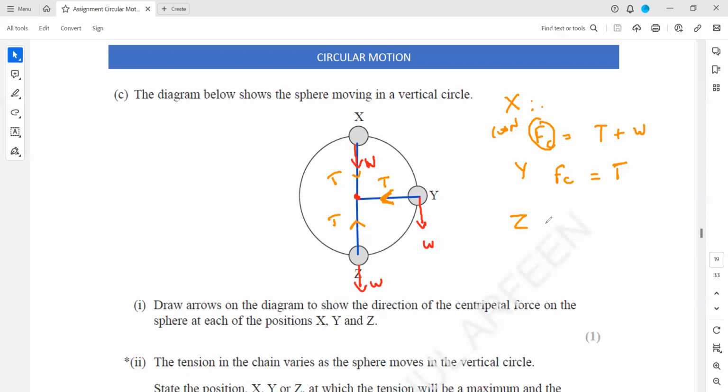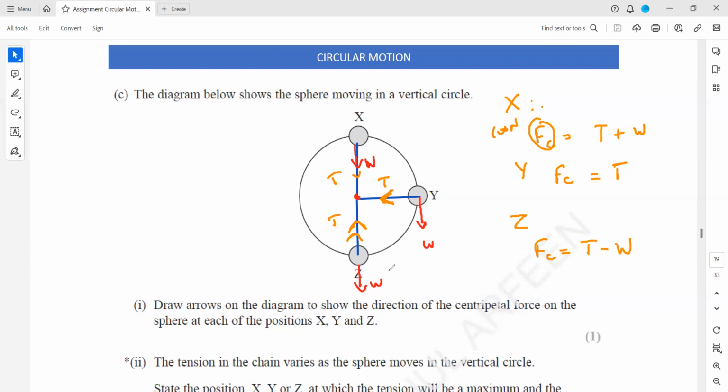But for Z, what will happen? Tension is acting upward, weight is acting downward. So tension must be greater than the weight, because we want the resultant force to be directed towards the center so that the object continues to move in a circular path. So tension minus the weight equals the centripetal force. So at position Z, we have to apply maximum tension, or an athlete has to apply a greater force on the spring to move in a circular path as compared to position X.